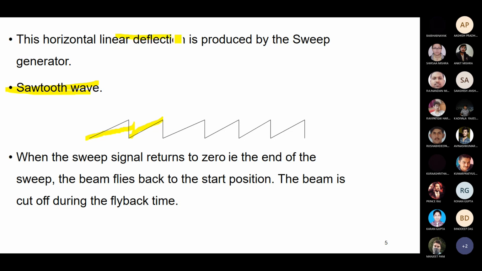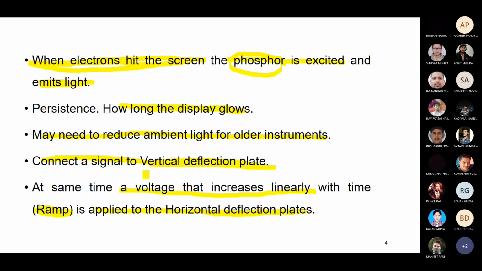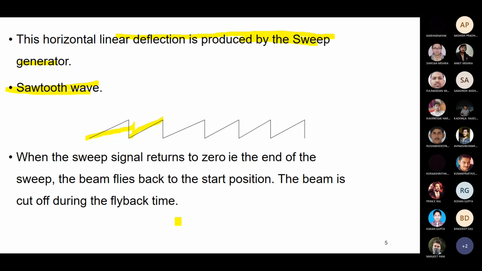The horizontal deflection is produced by the sweep generator. So this is called the sweep generator. That voltage you are providing over there is called the sweep generator, and it is ramp in nature. Now it looks like a sawtooth signal. Here you can see they are sawtooth in nature, sawtooth.